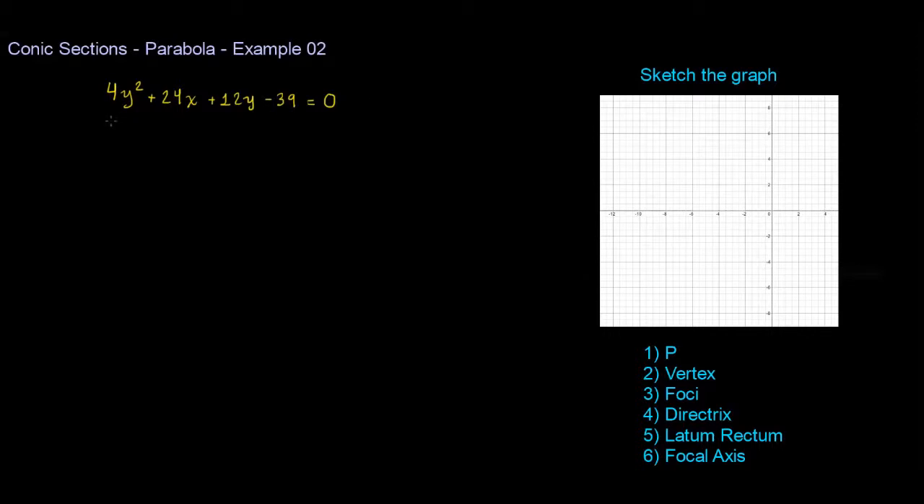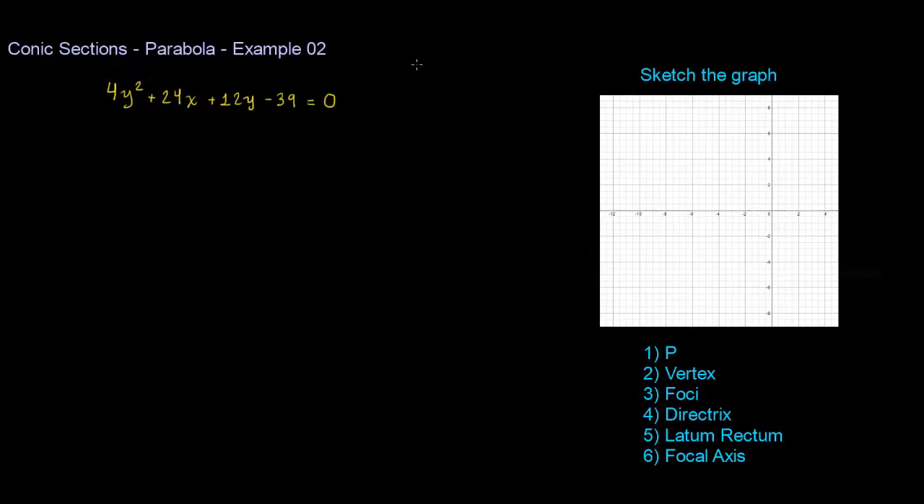Hi, in this video I'm going to sketch the graph of this parabola starting from this equation. I'm going to sketch it here on the right, and I'm going to use these 6 elements to sketch it properly. So the first thing we have to notice here is that the y is the one that's squared.